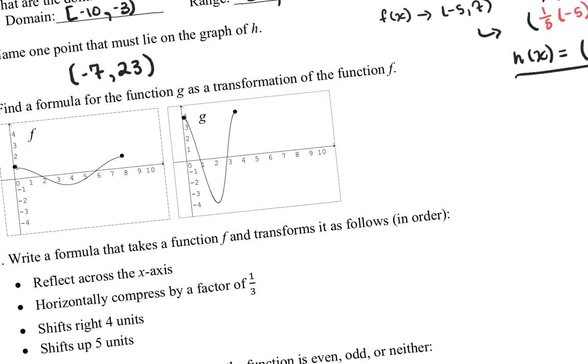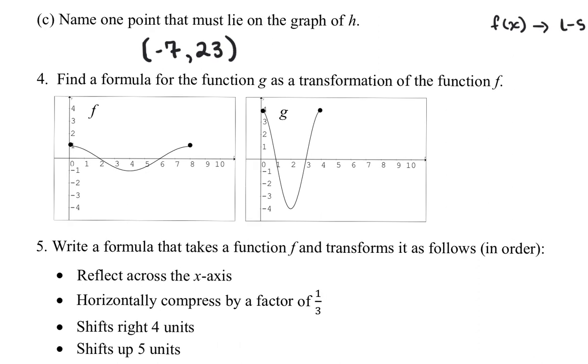Okay, so for this next one, it says find a formula for the function g as a transformation of the function f. So I look at this function f, we have this first point, which is 8, 1, and 0, 1. And we do our transformation to it, and it becomes 0, 4, and 4, 4. So the question is, what is the transformations, and can we write that out with an equation?